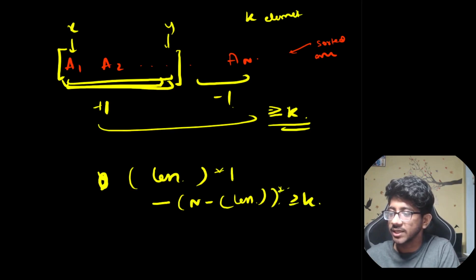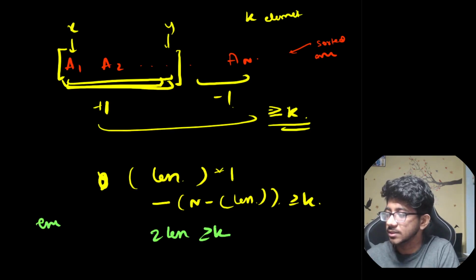This multiplied by minus 1. I mean, it's already multiplied, so I have taken a minus over here already. So this contributes plus 1, minus 1 multiplied by this length has to be greater than or equal to k. And from there, we can get the value of, let's say, the length itself. So this is 2 length is greater than or equal to n plus k, and length is greater than or equal to n plus k by 2, right?